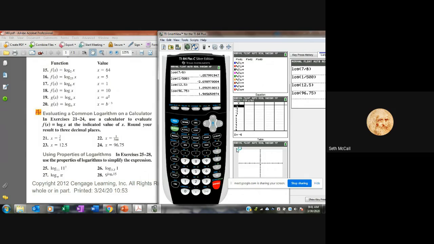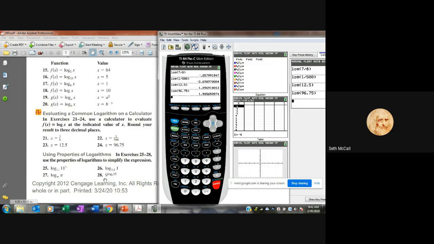Okay, so you shouldn't have had too much trouble with those, maybe locating the log key on your calculator. As a side note, if you are trying to use a scientific calculator, for instance, on your phone, if you turn your phone sideways, so it's long sideways, there should be a log key that appears in a regular scientific calculator. You don't have to have a graphing calculator to do that particular part.